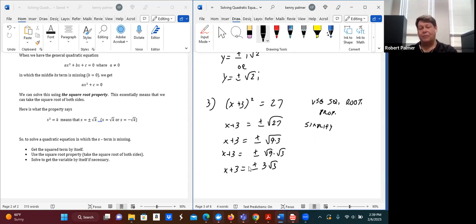Okay, now we're not quite done. So we want to get x by itself. This last step says solve to get the variable by itself if necessary. That's what we have to do here. So we want to get x by itself.